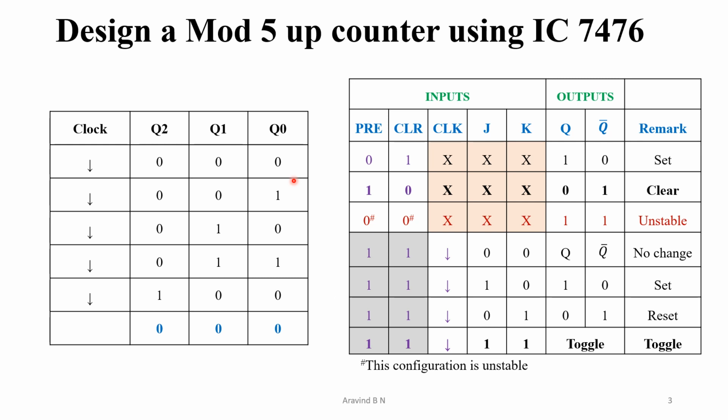In order to perform this from the functional table, we are going to make use of two concepts. The first one is the criteria of preset equal to 1 and clear equal to 0. The second one is that for the regular count operation, we are going to keep the flip-flops in the toggle mode.